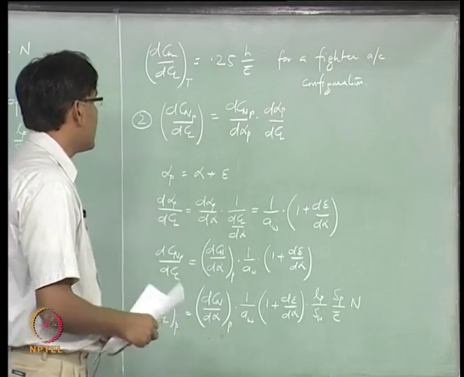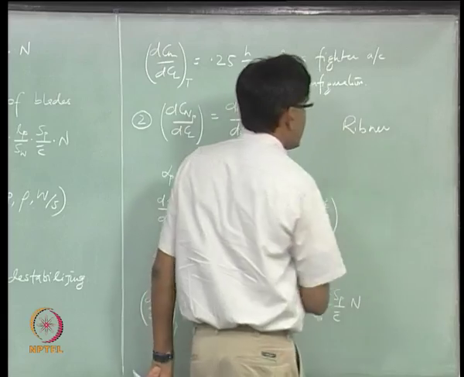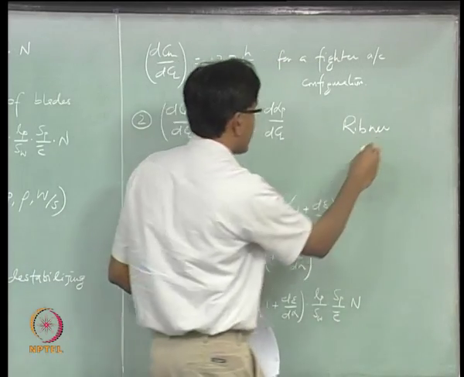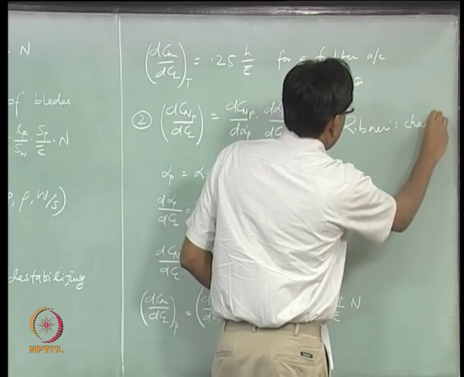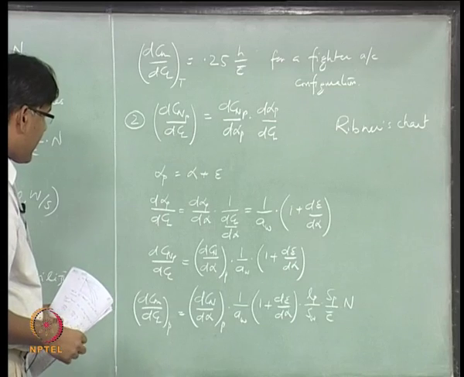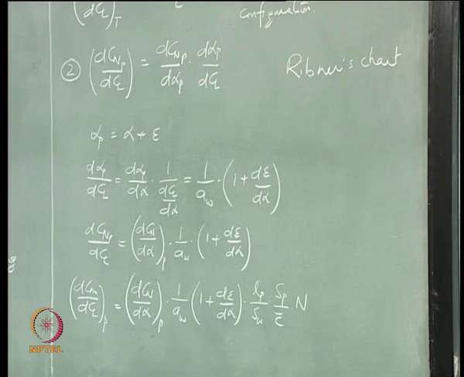There is a person called Ribner, and the chart which gives you this is called Ribner's chart. So there is some information available and we can directly use it only for the initial design phase, when you are trying to determine stability with respect to each of these components.